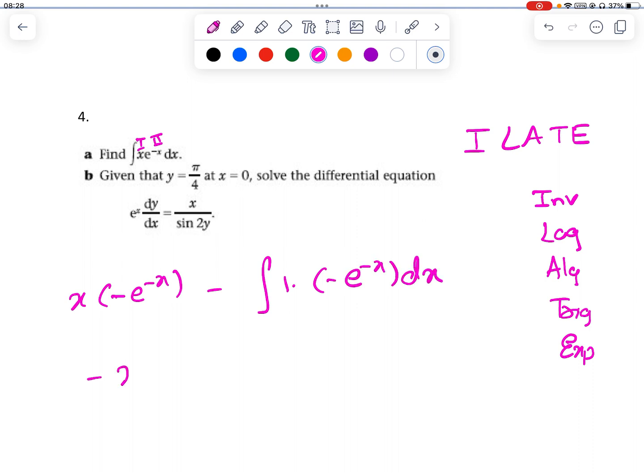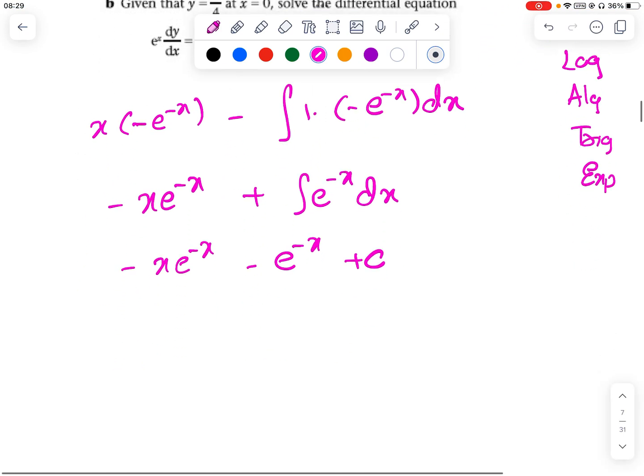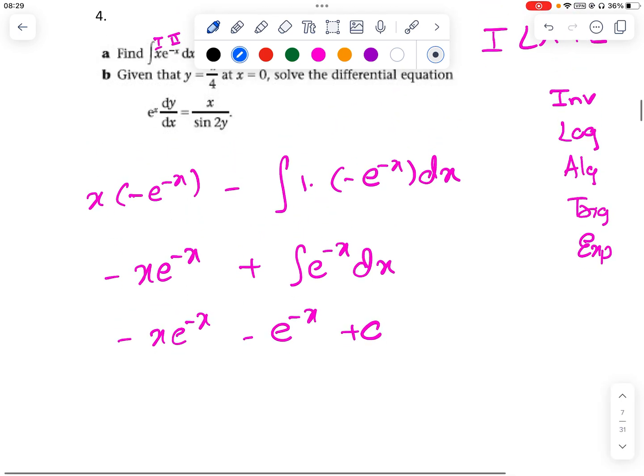So it becomes minus x e power minus x plus integral of e power negative x dx. So it becomes minus x e power negative x minus e power negative x plus c. Given that y equals pi by 4 when x equals 0, solve the differential equation. So we have to do the differential equation solving.